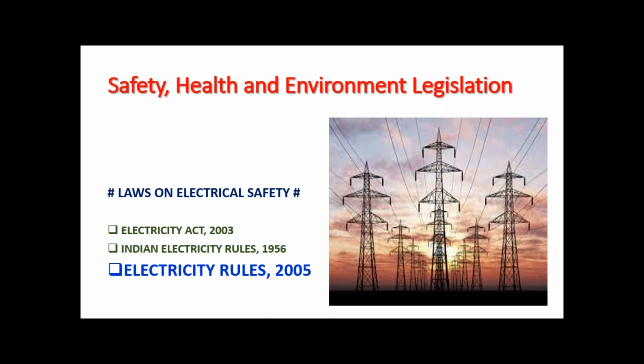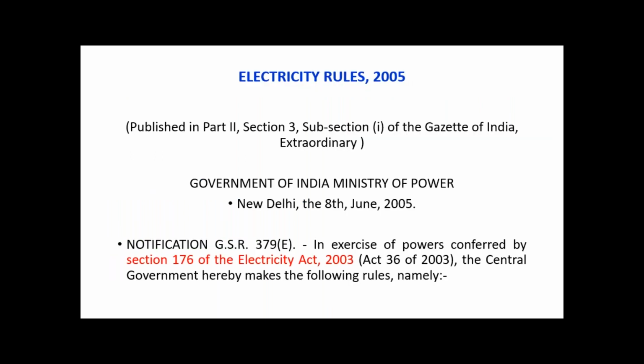Now, in this session, we are going to discuss the Electricity Rules 2005. Most of the points we have discussed in the Electricity Rules 1956, and some of the modifications and changes in 2005 are going to be discussed in this presentation. These Electricity Rules 2005 were published in Part 2, Section 3, Subsection 1 of the Gazette of India Extraordinary by the Government of India, Ministry of Power, New Delhi on 8th June 2005.